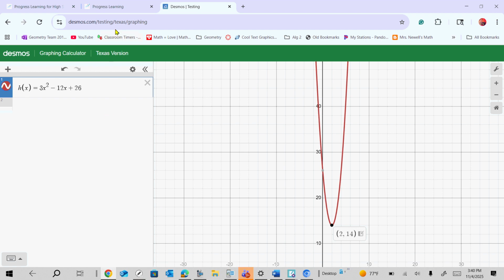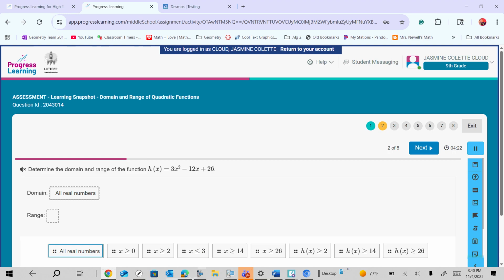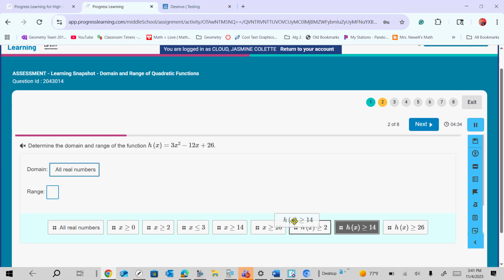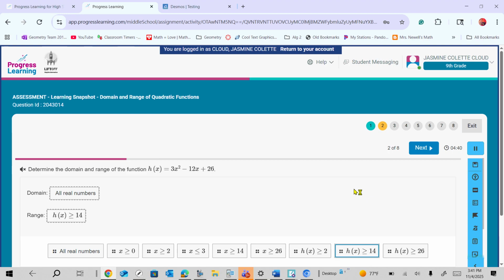So now you have to determine which inequality would I be using for range. And you have some hints here. We know we're not picking anything with the x, domains are x's. So hopefully you recognize we're using this value. Get it in the box, and there it is. All right, and then we're just going to go next.